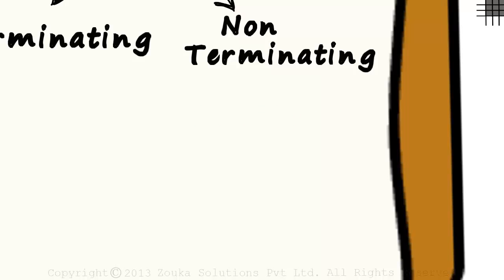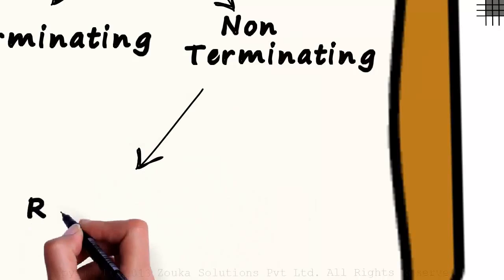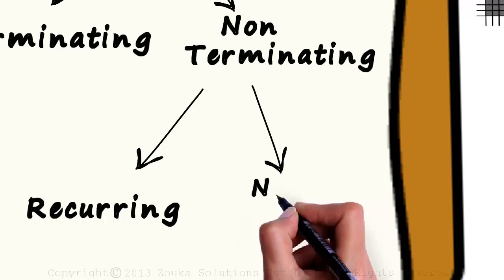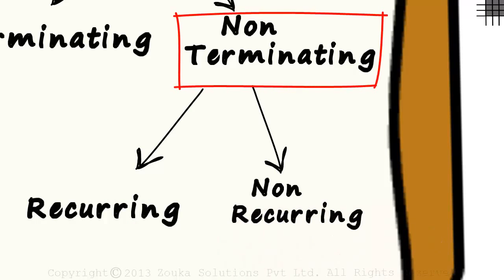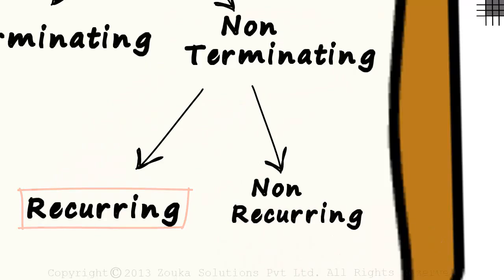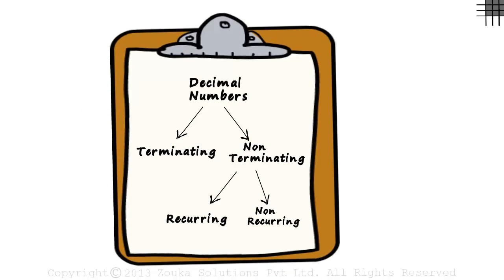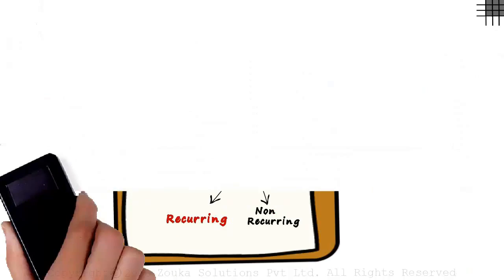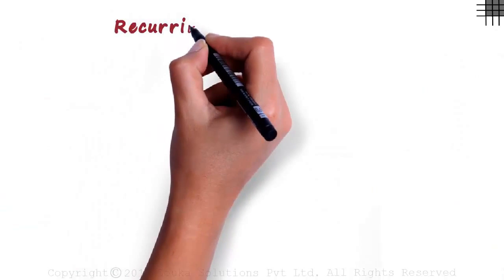Non-terminating decimal numbers are classified into two types: recurring and non-recurring. The non-terminating decimals are called recurring if there is a set of digits after the decimal point that repeats forever. And they are called non-recurring if there are no sets of digits after a decimal point that repeat forever. In this video, we will be looking at this category, non-terminating recurring decimals. We can also call them recurring decimal numbers.